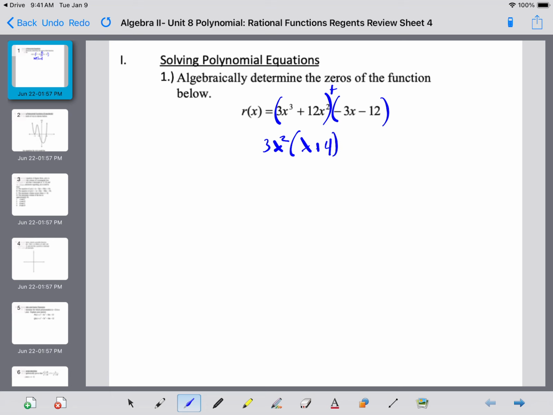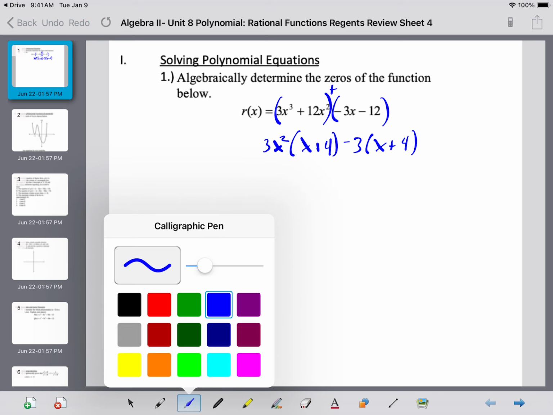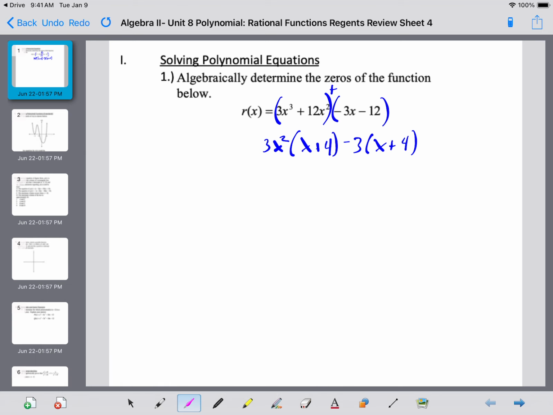The greatest common factor in the next group would be -3. You'd get x plus 4. Now the greatest common factor between those two groups, those two terms, is x plus 4. When you pull that out, what's left is 3x squared minus 3. Pull out the greatest common factor now, which is 3.